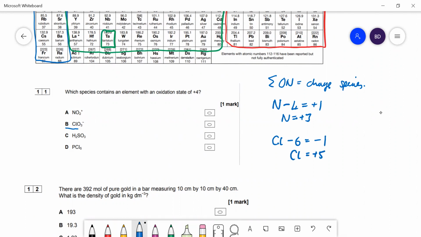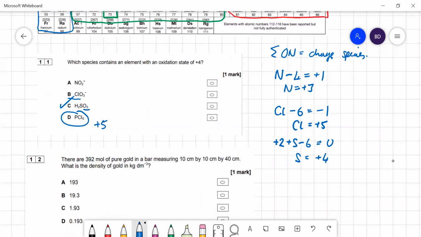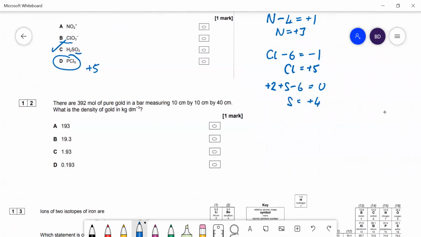Last one, C, H2SO3. Hydrogen is always +1, so we've got +2 for the hydrogens. Sulfur we don't know. O3 is -6. There's no charge on the species, so S is equal to +4. So it's that one there that is the right answer. And I think the oxidation number of phosphorus there is going to be +5 because the chlorine is more electronegative than the phosphorus, so they're going to be -1 each.